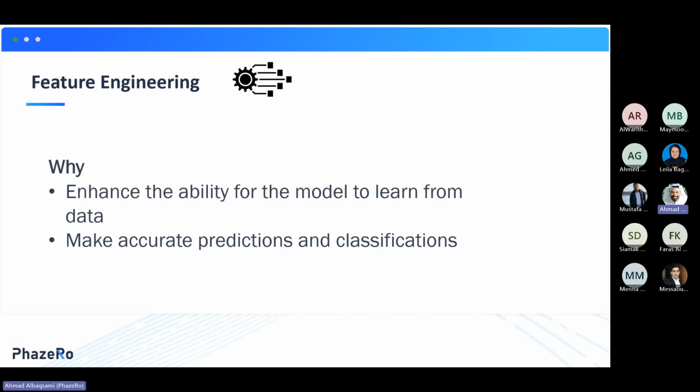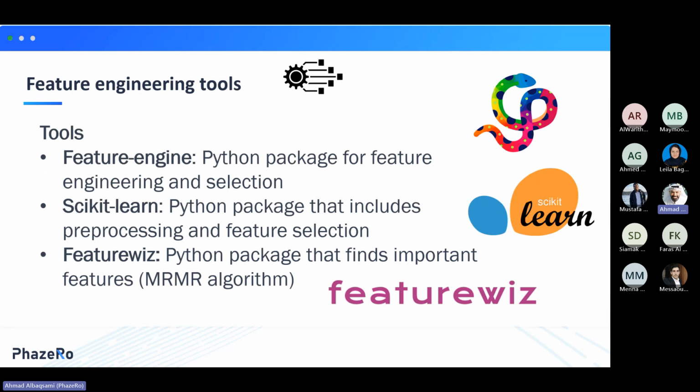Again, going back to quality, some features are useless, or some features are not in the form that they should be as input to the model. We do this so that we can make accurate predictions and classifications, depending on the problem, of course. Some tools: we have Feature Engine, a Python package for feature engineering and selection. We have scikit-learn, which has a lot of sub-packages that do this, and then we have FeatureWiz. I will showcase scikit-learn and FeatureWiz and how they work with feature engineering.